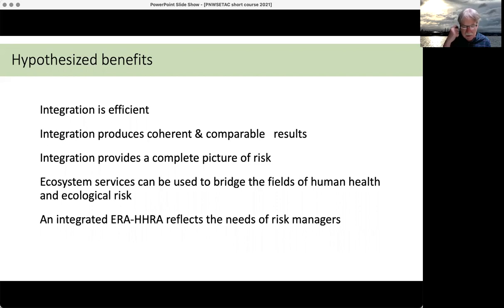Ecosystem services can be used to bridge human health and ecological risk. And an integrated ecological and human health risk assessment will reflect the needs of the risk managers if the goal is to do both in an integrated fashion, which is actually the case in the South River.